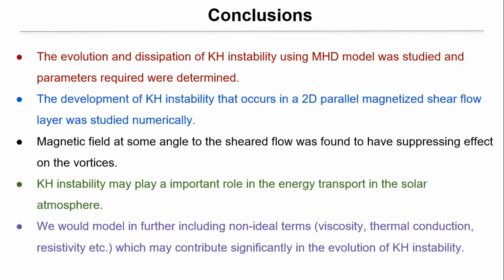Okay. So from this work, we saw the evolution and dissipation of Kelvin-Helmholtz instability using the MHD model. And we got to know which parameters we need to fix for this model in the Pluto code. Then along with that, we took a 2D flow, which was parallel, and a magnetic field was applied, and we studied it numerically. Finally, we studied how the angle affects it, how it has a suppressing effect on the vortices. Also, that the Kelvin-Helmholtz instability is very important in the solar atmosphere for energy transport.